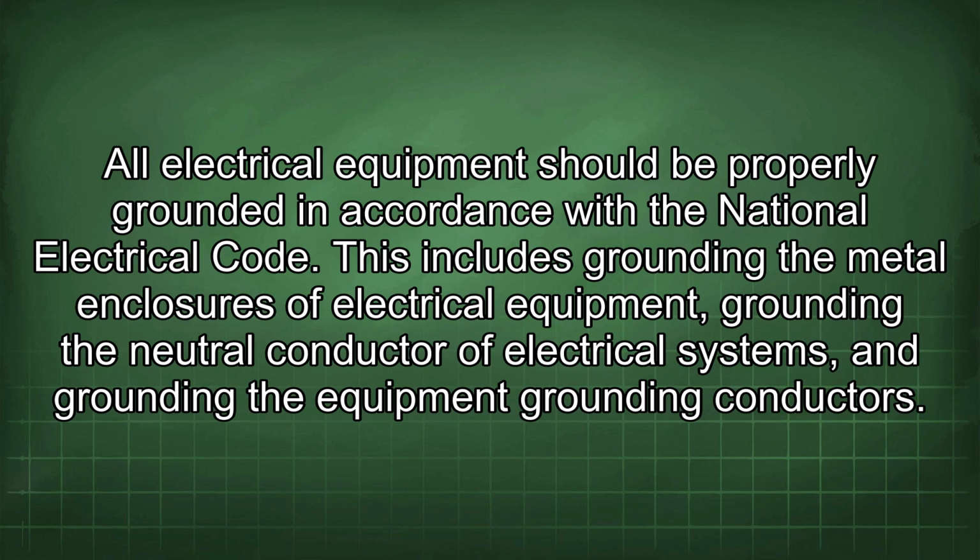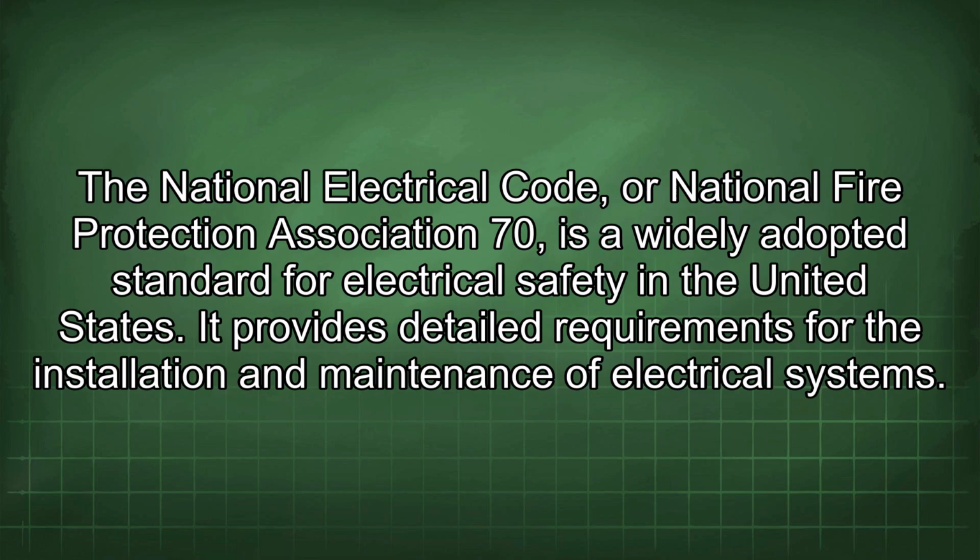This includes grounding the metal enclosures of electrical equipment, grounding the neutral conductor of electrical systems, and grounding the equipment grounding conductors. The National Electrical Code, or National Fire Protection Association 70, is a widely adopted standard for electrical safety in the United States. It provides detailed requirements for the installation and maintenance of electrical systems.